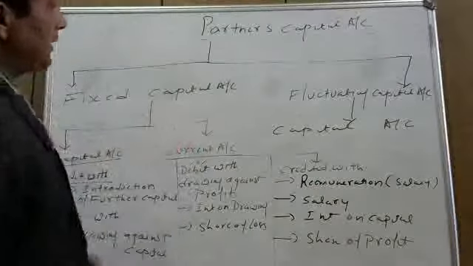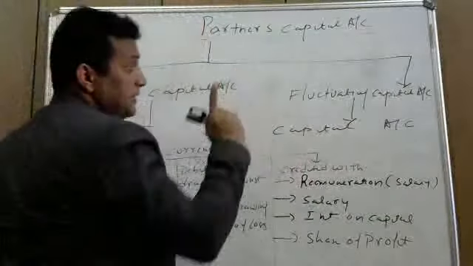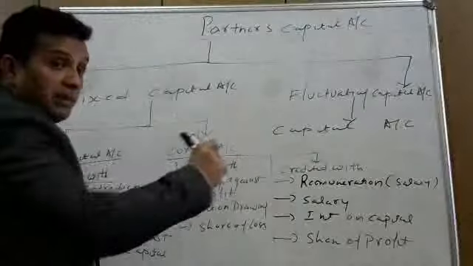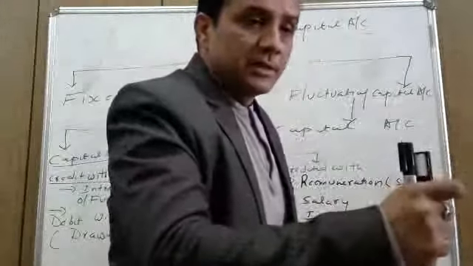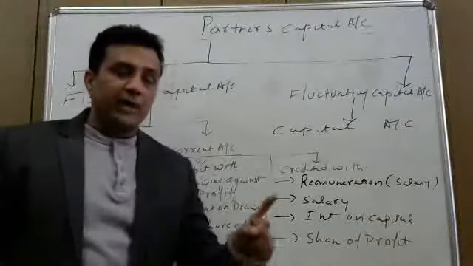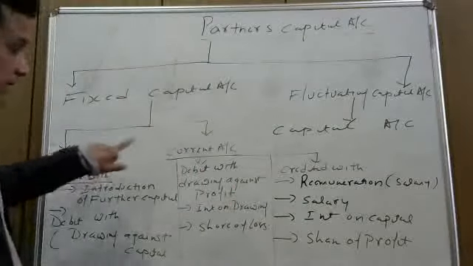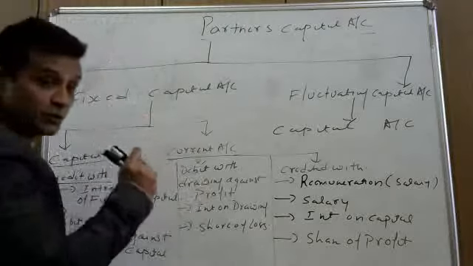Now, in partnership, how do we prepare the partners' capital account? The partners' capital account can be divided in two parts. The first one is the fixed capital account and the other is the fluctuating capital account. हमें देखना पड़ेगा कि how we prepare partners' capital account. In a question, if they ask to prepare the fixed capital account, we need to prepare two different accounts under this category. The first one is called capital account and the second one is called current account. Please remember this thing. इस चीज को ध्यान से देखिएगा.